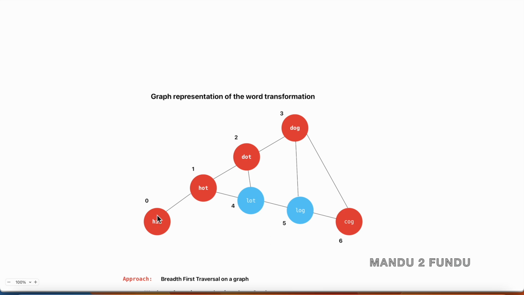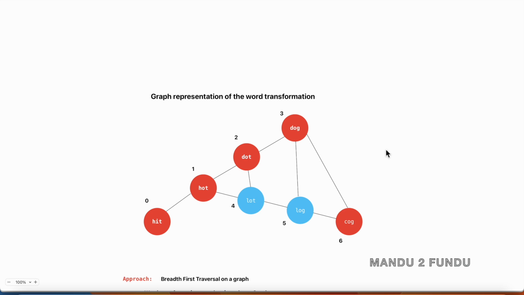Okay, so the word hit has a neighbor hot, the word hot has neighbors dot and lot, the word dot has neighbors hot, lot, and dog. Like that, for each word we connect all its neighbors.